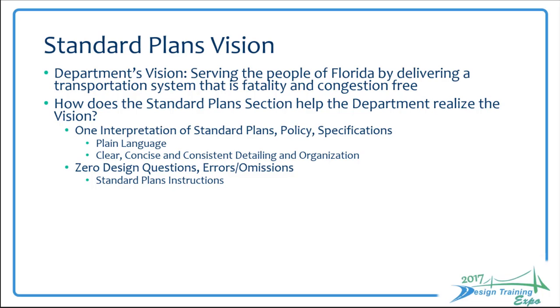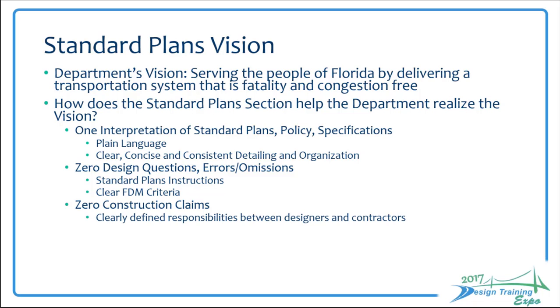We would like to achieve this by using standard plans instructions, which give the designer instructions on how to properly incorporate these indexes in their plan set and provide consistency in how they do it. We want to provide clear FDOT design manual criteria. Another vision is to have 0 construction claims. We would clearly define the responsibility between the designers and the contractors by putting the information in the correct location. We also don't want to use ambiguous language.